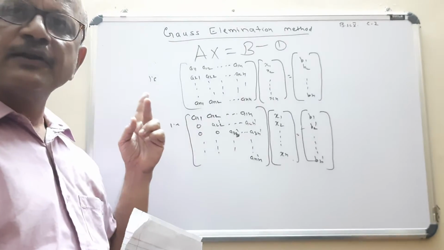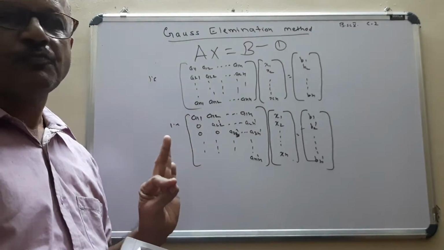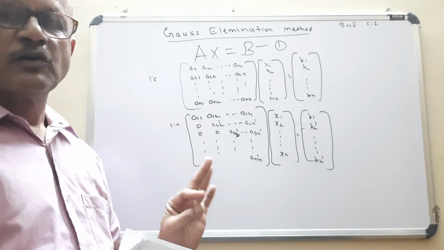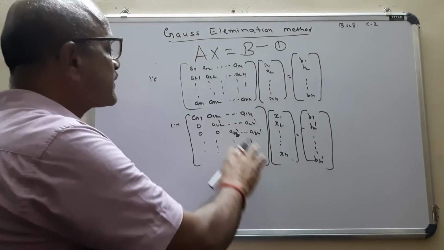So how have you got this upper triangular form? By successively applying elementary row transformations only. Don't apply elementary column operations. This point you have to note, because you cannot apply elementary column transformation here. Now this is an upper triangular matrix.